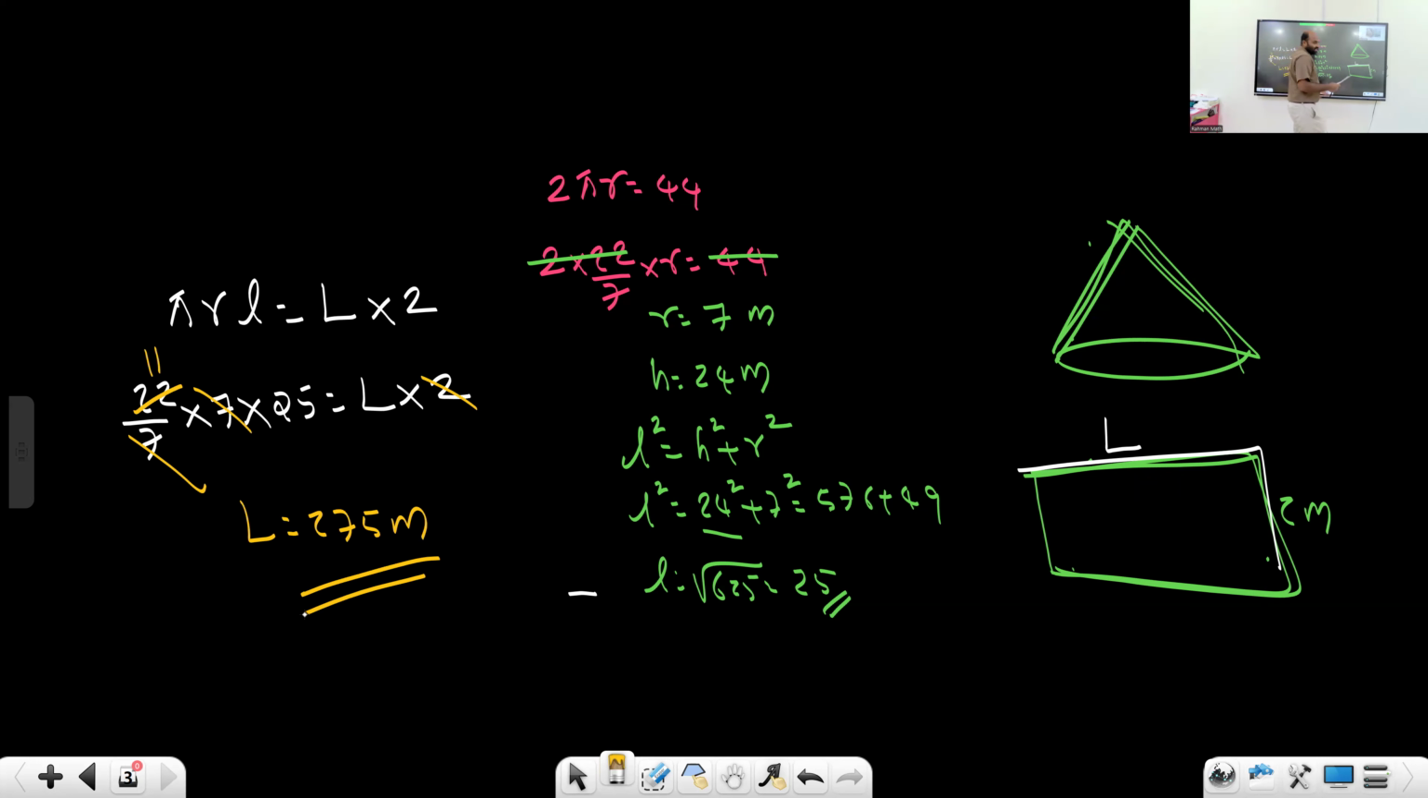275 meter is the length. We won't tell length in meter square. 275 meter is the length of the canvas.